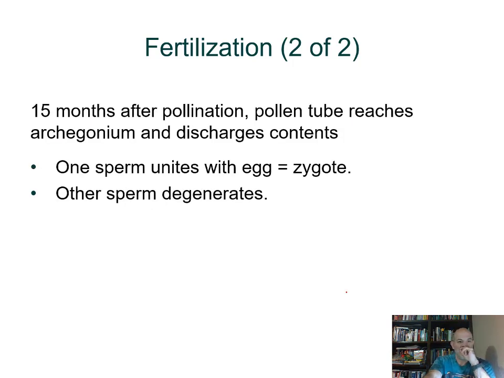Okay. So 15 months after pollination, and pollination is not the same as fertilization. Pollination is when the pollen grain lands in the base of there, and the pollen tube starts to grow. Fertilization doesn't occur until the sperm actually makes it to where the egg is, and the egg gets fertilized. Again, it can take 15 or more months for all of this process to occur. Again, only one sperm fertilizes, the other one degenerates, fades away.